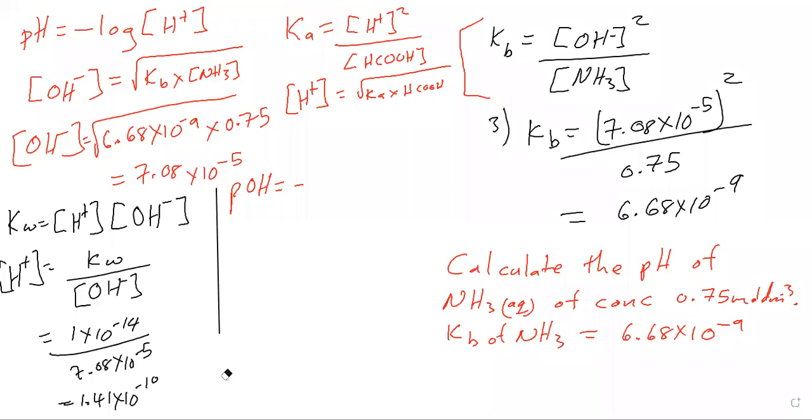You never find the pH? Not as yet. I'm showing the two ways. One way, once you get the hydroxide ion concentration, you transpose this formula to get the H plus concentration. Alternatively, you can find the pOH, which is negative log of the hydroxide ion concentration, negative log of 7.08 times 10 to the negative 5. How much is that?